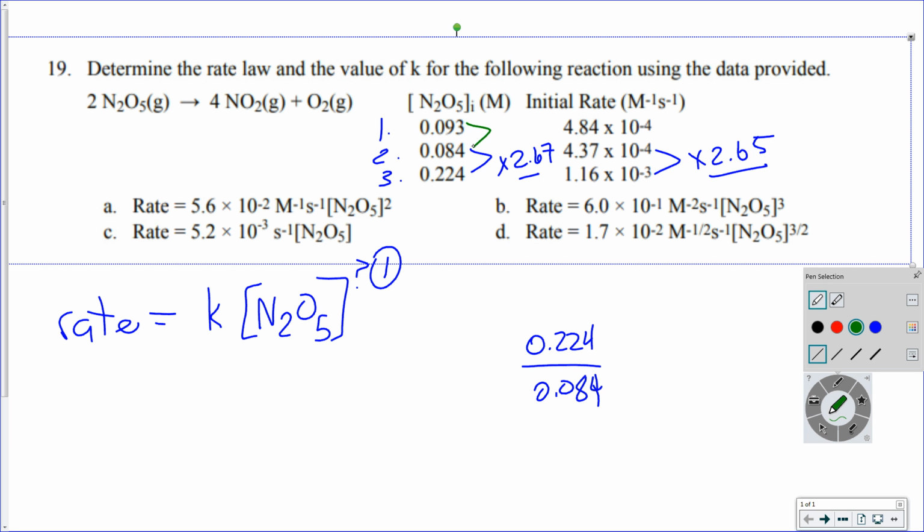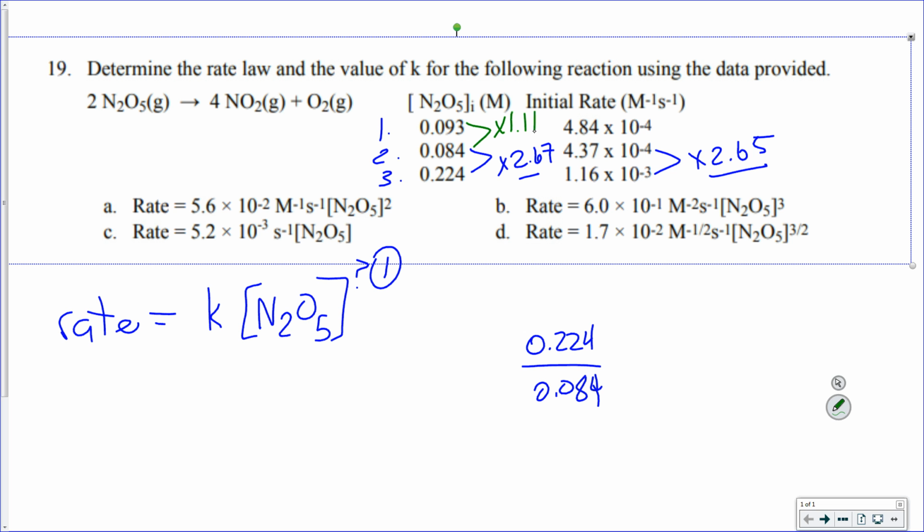If I look at the higher concentration, it's 1.11 times the concentration. And if I look at the ratio of the rates, it also comes out to exactly 1.11. So any pair would work. They're just not always even numbers, and that's fine. Sometimes it's more obvious if they are.